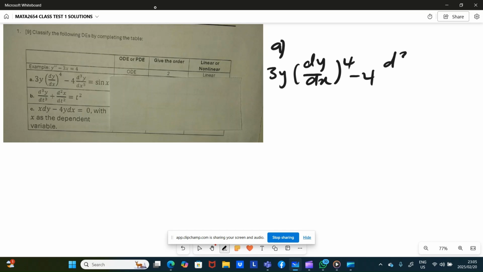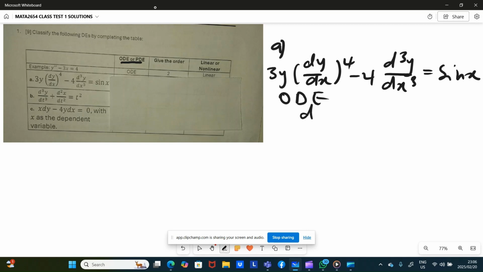So on A, we have 3y into (dy/dx) to the power 4 minus 4 times the derivative of y with respect to x equals sin x. To answer the first part of the table, is this an ordinary differential equation or a partial differential equation? We see that this is an ordinary differential equation, an ODE. Otherwise, how do we differentiate between the two?